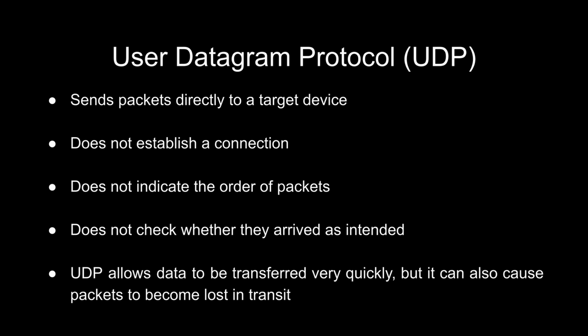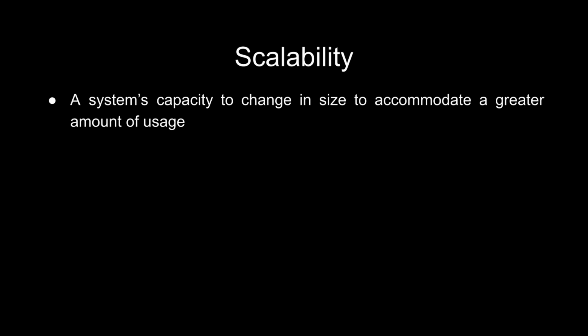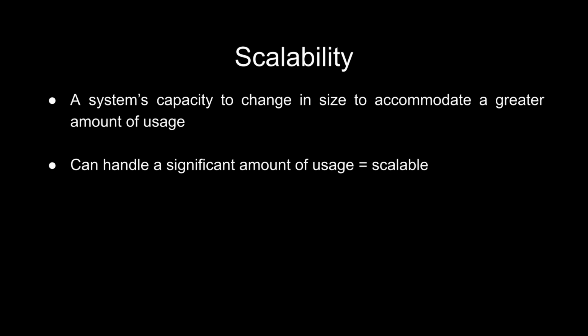Another critical design aspect of the internet is its scalability. The scalability of a system is its capacity to change in size to accommodate a greater amount of usage. A system is scalable when it can handle a significant amount of usage. Since the internet has global outreach, scalability will always be an important area to be given attention to.